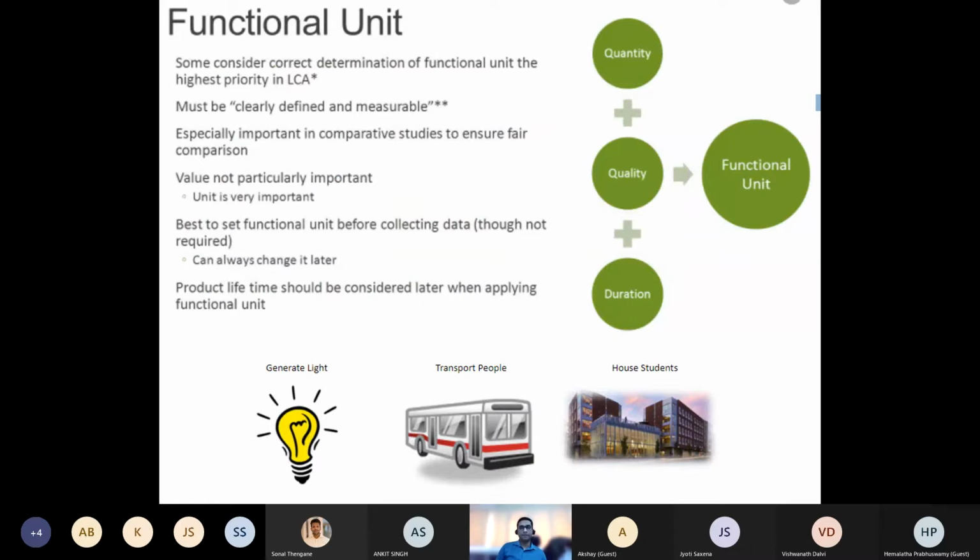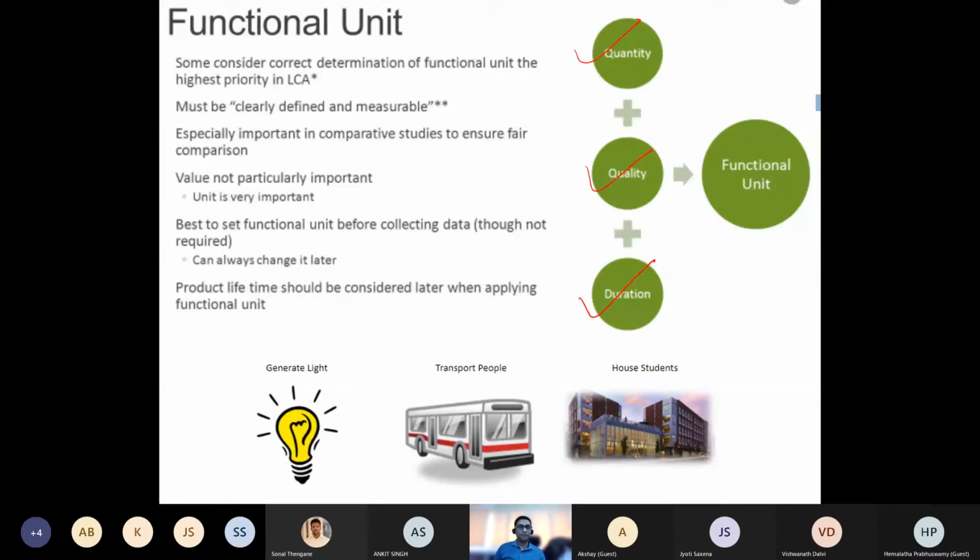A good functional unit should be a combination of three factors. It should give you the quantity, the quality, and the duration. So I'll repeat it again. A good functional unit should be composed of these three things. It should highlight the quantity, the quality, and duration.